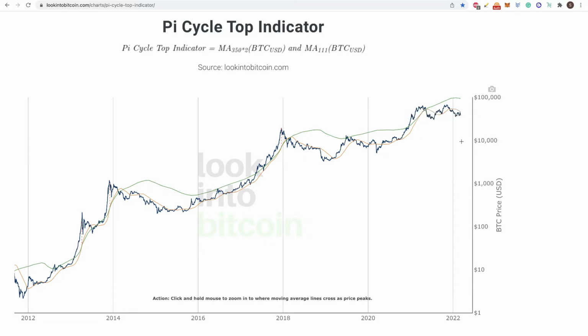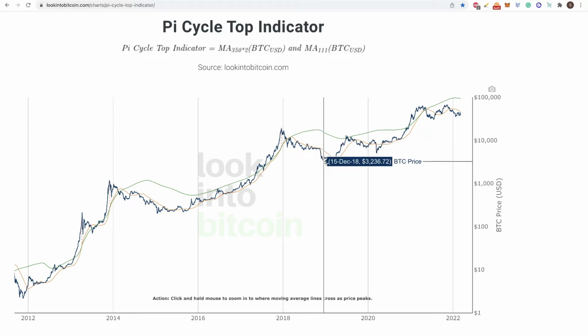Also, it's interesting how this yellow line, which is the 111 DMA, was acting as resistance. You can see how the price action here turned resistance. And when we break it to the upside, that may mark the start of the bull trend. And for some time here, it was support. The same happened here, where it acted as resistance during all this price action in 2018.